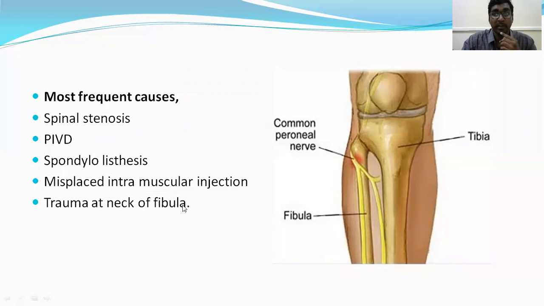Trauma at the neck of the fibula can also cause it, because the common peroneal nerve is fixed with the periosteum of the bone at the neck of the fibula. With a fracture of the neck of the fibula, you usually observe foot drop, meaning common peroneal nerve injury.